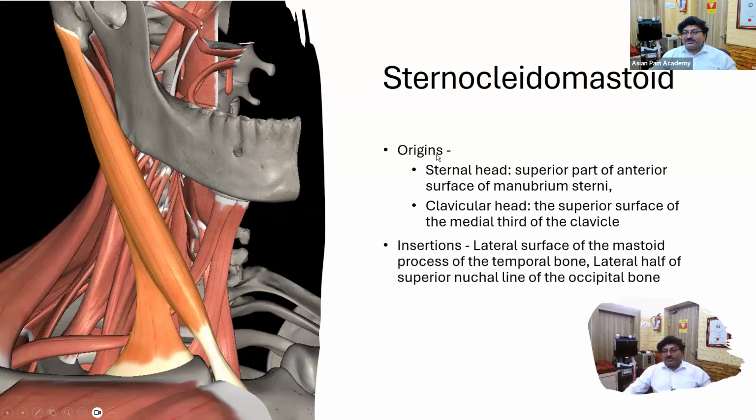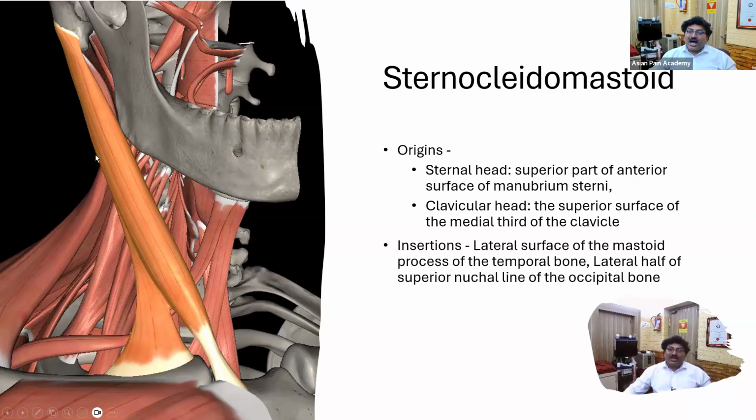Now coming to the sternocleidomastoid, definitely one of the big important triangular muscles. Remember, when we say triangular muscle, in the upper limb region it is the sternocleidomastoid which throughout its course remains triangular in cross section, and in the lower limb, it is the sartorius that also remains triangular in cross section. It has two heads, the sternal head and the clavicular head, and it inserts into the lateral surface of the mastoid process and the lateral half of the superior nuchal line of the occipital bone. So this is also a very important muscle.